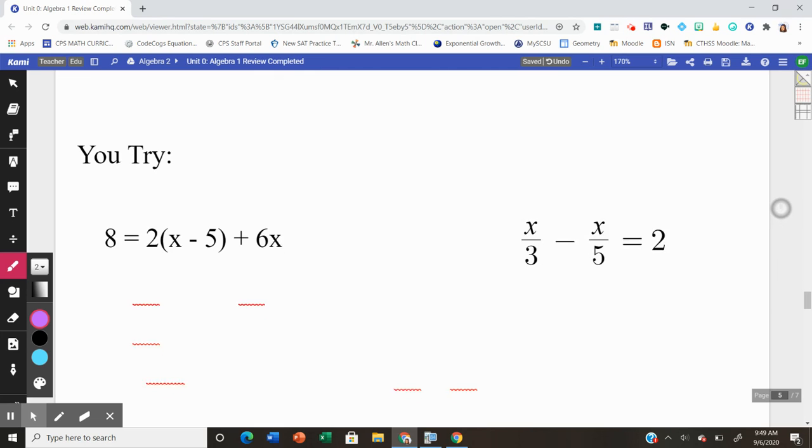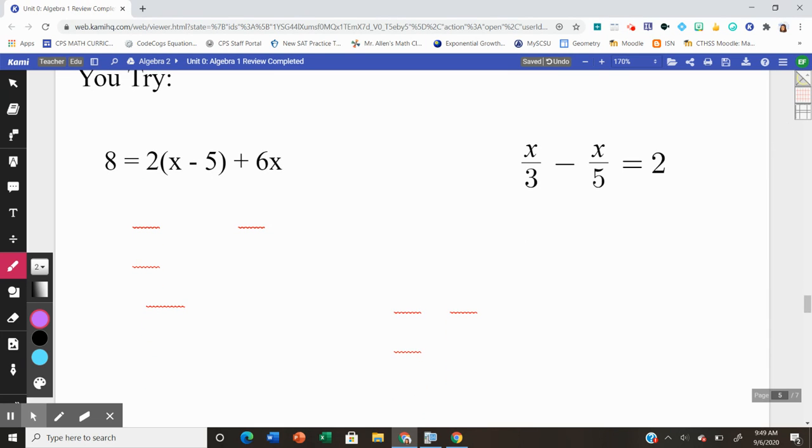All right, so if you haven't had a chance to hit pause yet and try any of the problems by yourself, please feel free to do that now. Hit pause, try these two, and when you are ready to check your answers, you can go ahead and hit play.